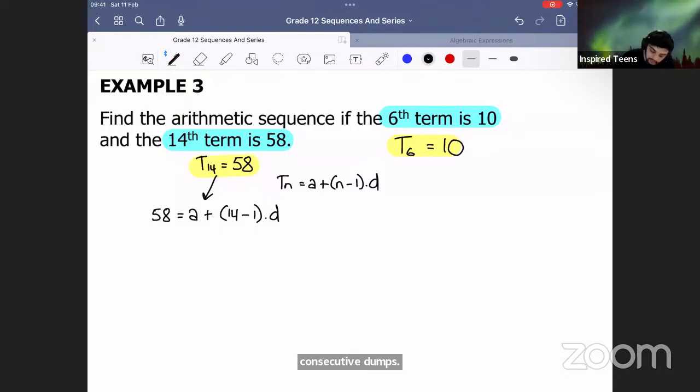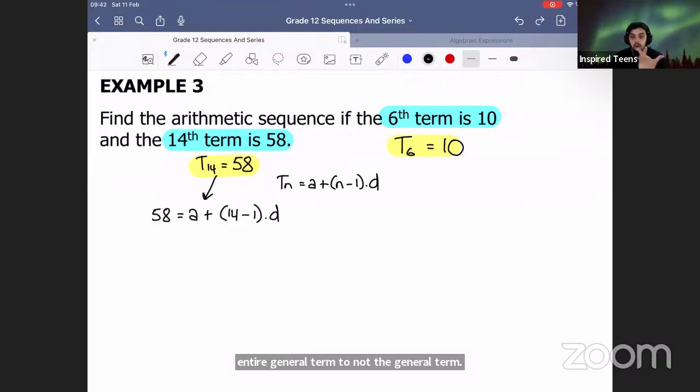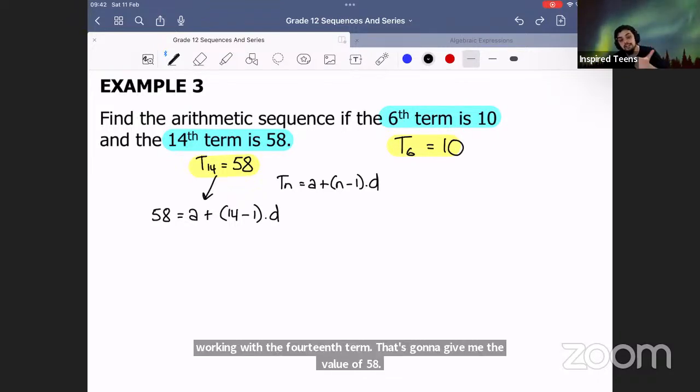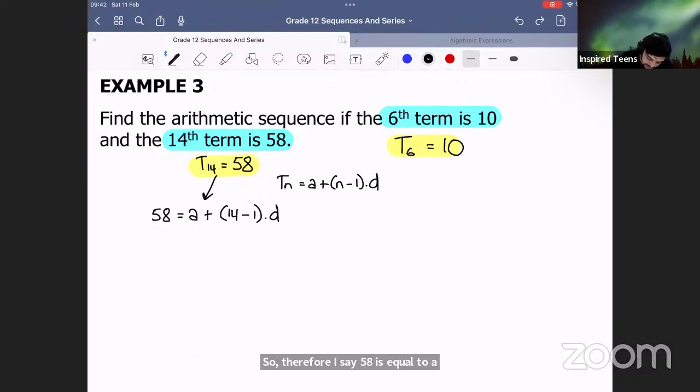Therefore, I equate the value of the term to the general term, not with all variables. However, I do know one variable, which is N. Which term number am I working with here? I'm working with the 14th term that's going to give me the value of 58. So I say 58 is equal to A plus 14 minus 1 times D. I simplify this, I get 58 is equal to A plus 13D. I can do the same for this one.